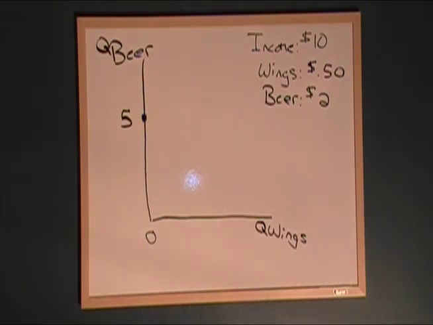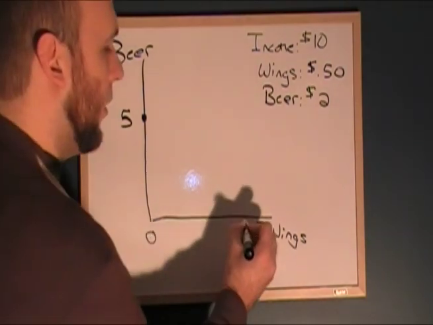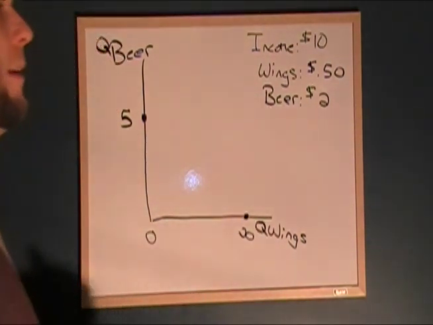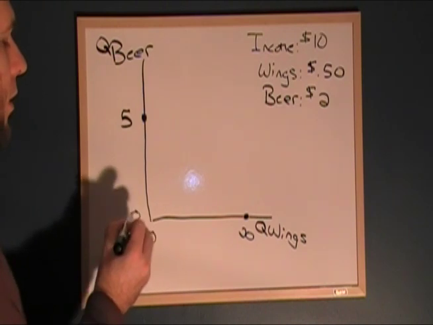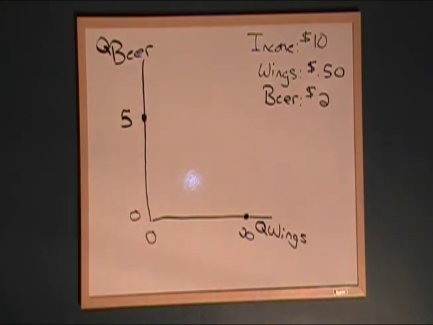Let's do it for the other extreme, and that would be if I spent all my money on wings. If I spent all my money on wings costing 50 cents a piece, me having $10 in my pocket, I'd take $10, divide it by 0.50 for 50 cents, and I'd find out that I can actually consume 20 chicken wings. Now, if I spend all my money on chicken wings, am I going to have anything left with which to buy beer? The answer, of course, is no. I spent all my $10. I can't spend any more. So another extreme is 20 chicken wings and 0 beers.